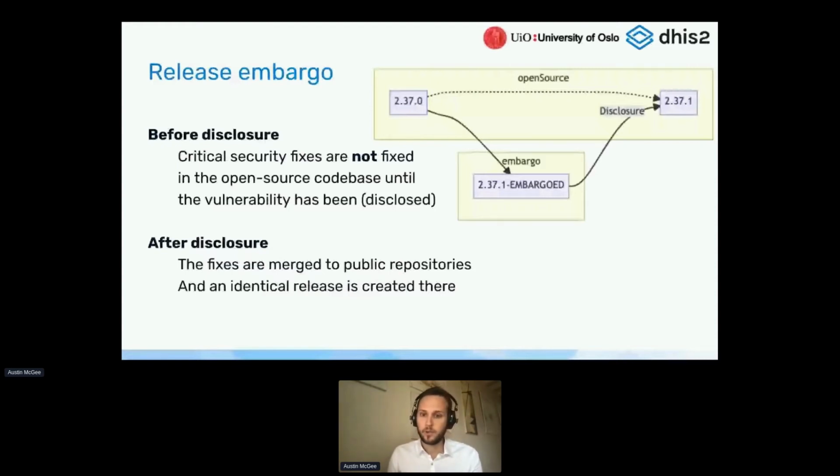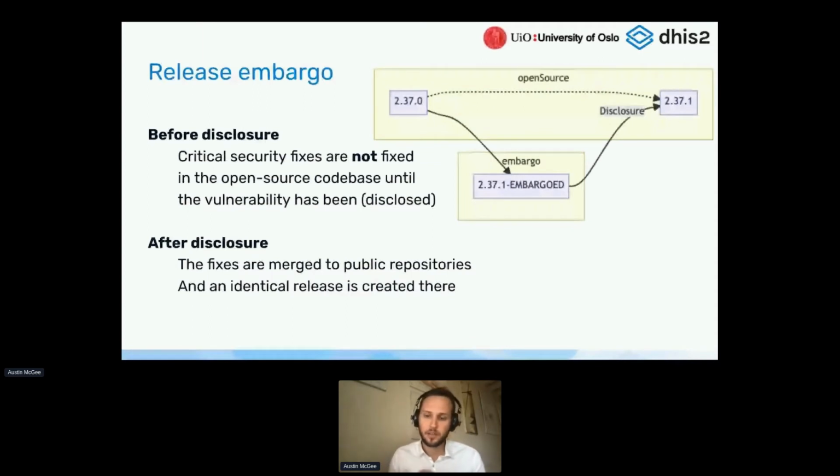Once that vulnerability has been publicly disclosed, and I'll get into some of the complexities of when we actually do that disclosure in a minute, then a new patch version that is identical to 2.37.1 embargoed is cut or released, which is 2.37.1. Functionally, it should be completely identical to the one that was implemented with the closed source patch, but it is now using only the open source code in the code base.